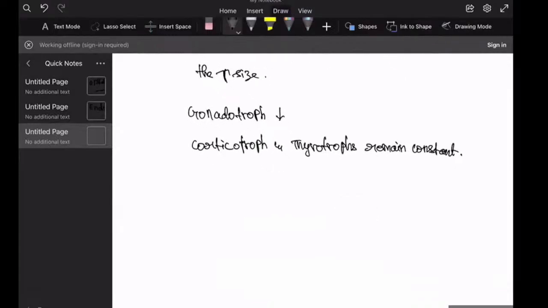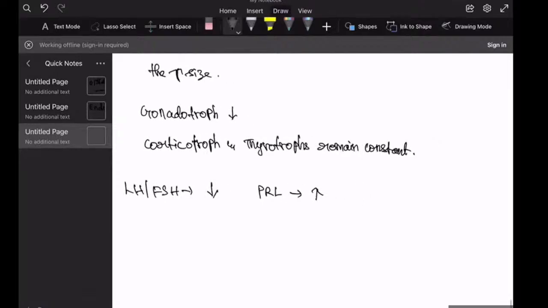So LH, FSH is going to be decreased. Prolactin is going to be increased. And ACTH, TSH, normal or sometimes increased.